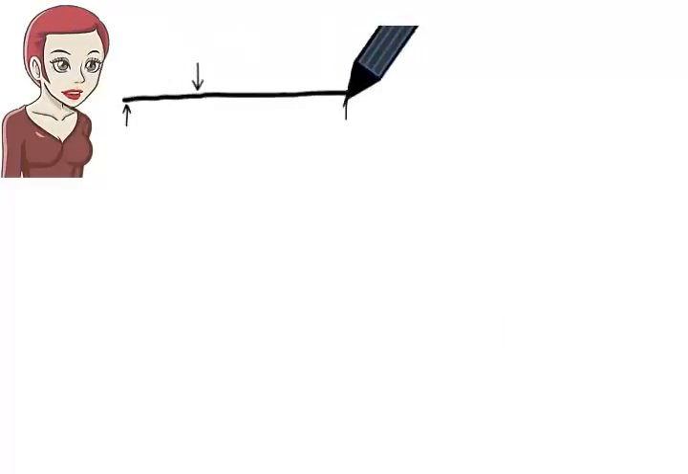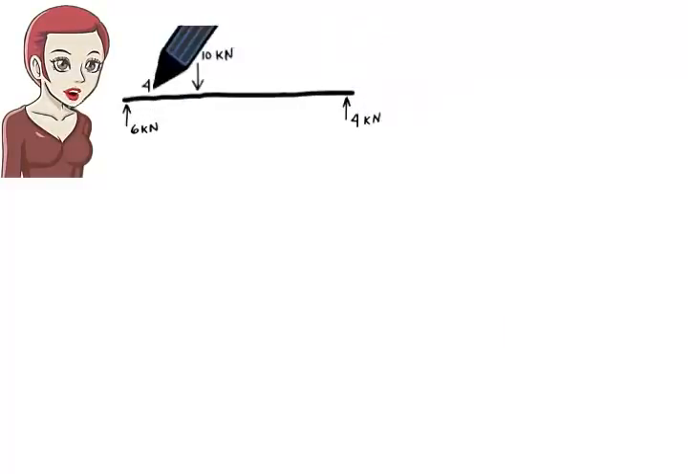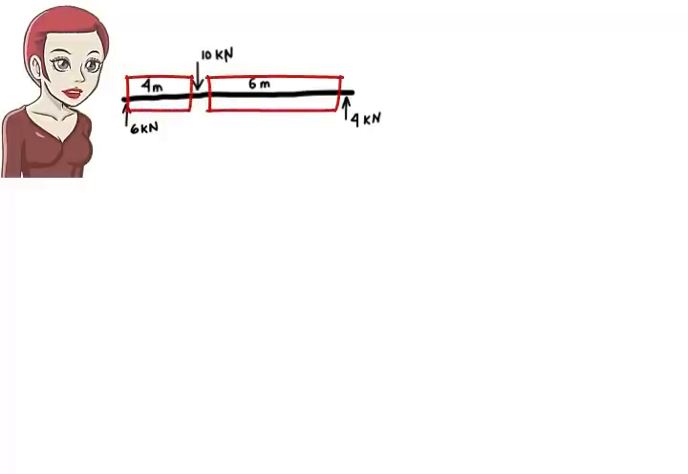Step 2. Determine the required number of shear and moment equations. Here, the load divides the beam into 2 segments. Therefore, we need 2 sets of equations. We need a shear and moment equation for the left segment of the beam and another set of equations for the right segment of the beam.